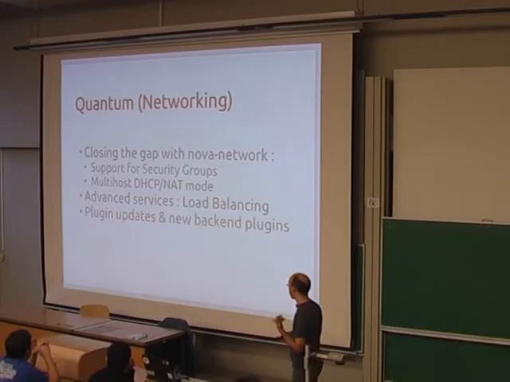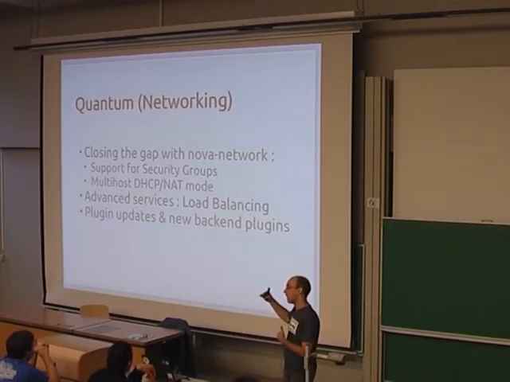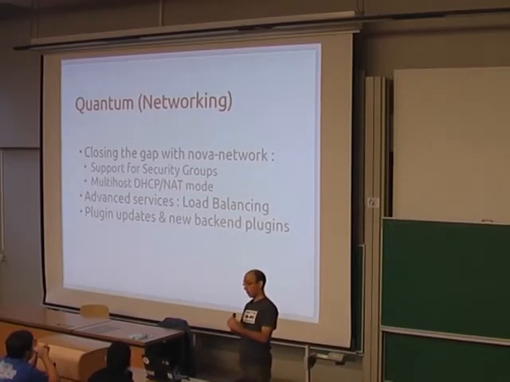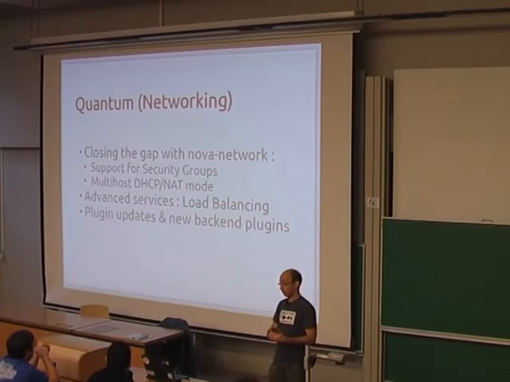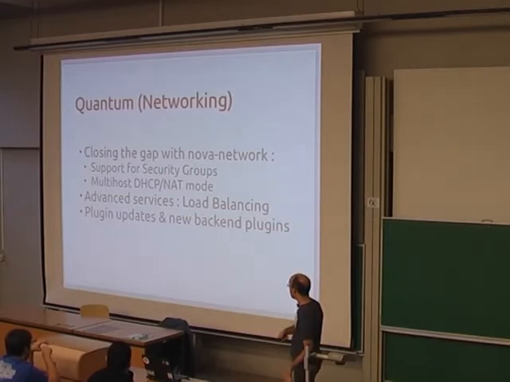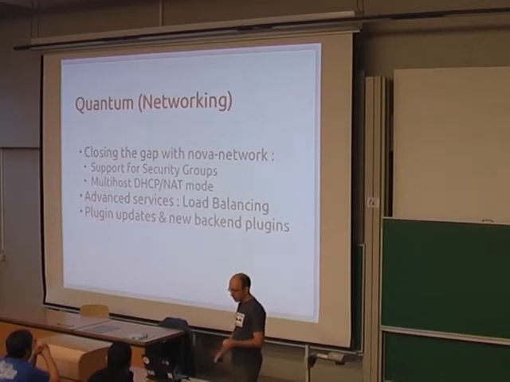They also introduced advanced services. So they have a load balancing feature within Quantum, so they start adding higher level networking features, and load balancing is the first one. And finally, lots of plugin updates. Plugins are the part of the code that actually deliver those things. So it talks to your hardware switches or to your software switch software. And so they made a lot of updates, and they added new ones like Brocade and F5 type hardware.